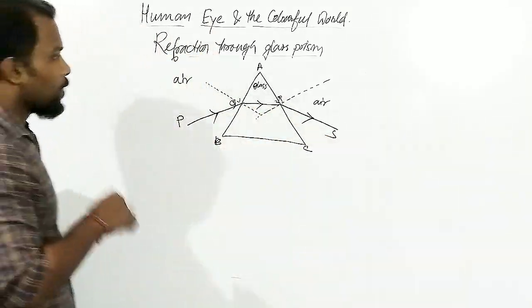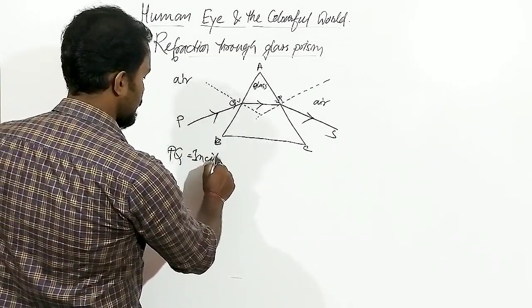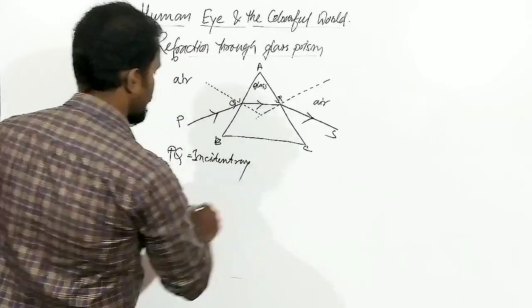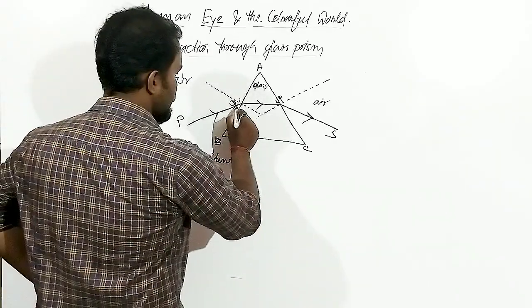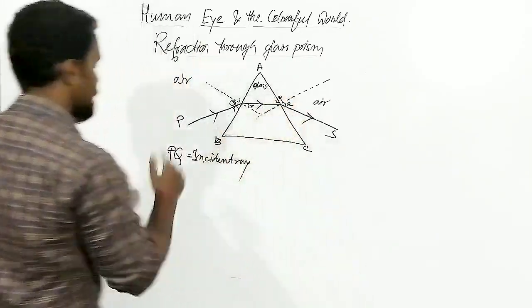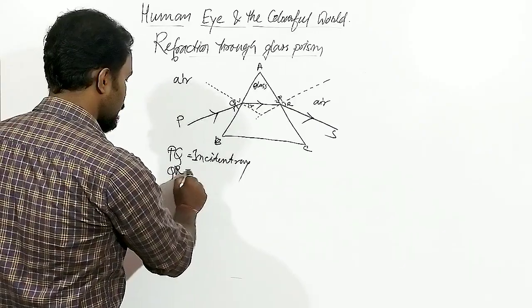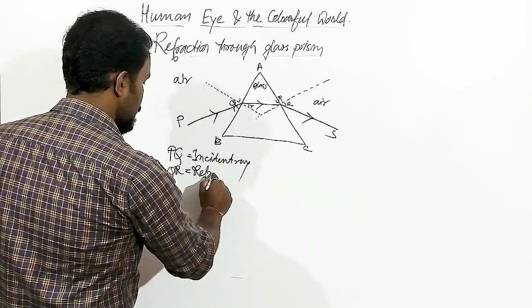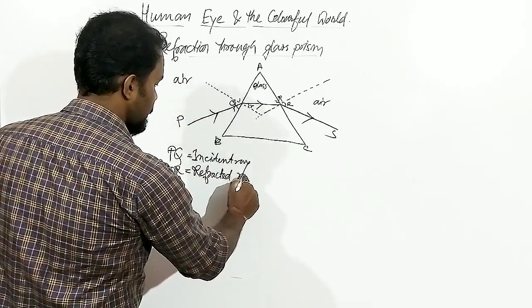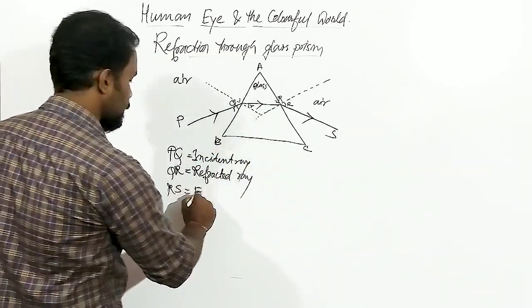Okay, this is the fact. Here, PQ is the incident ray. And I give the angles the names I, R, and E. Okay, PQ is the incident ray. Then QR is what? Refracted ray. And what about RS? RS is the emergent ray.